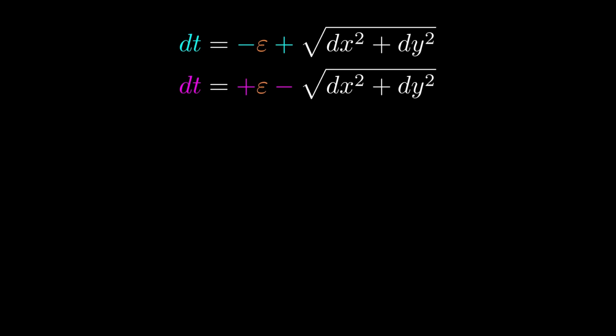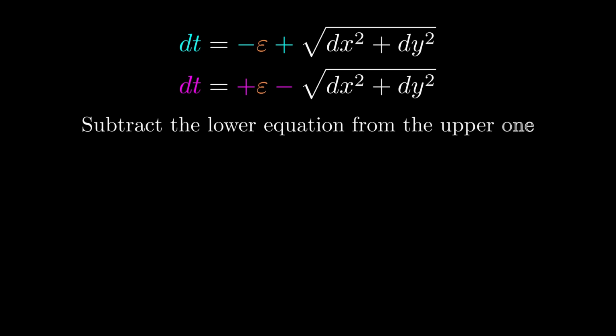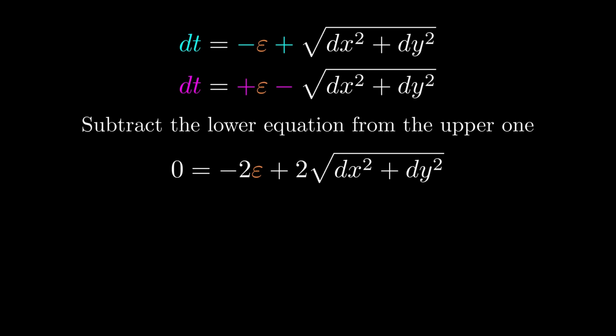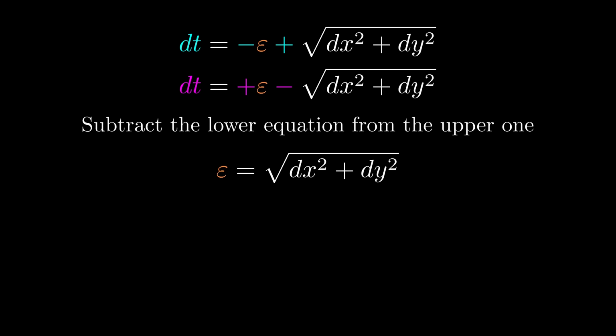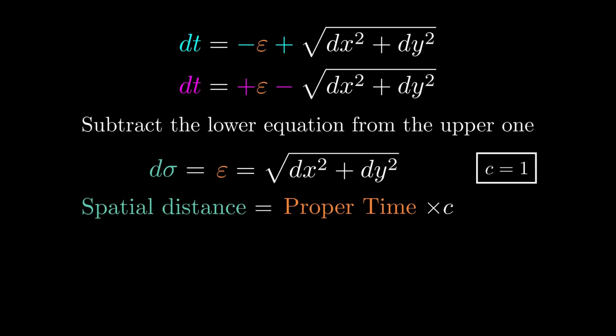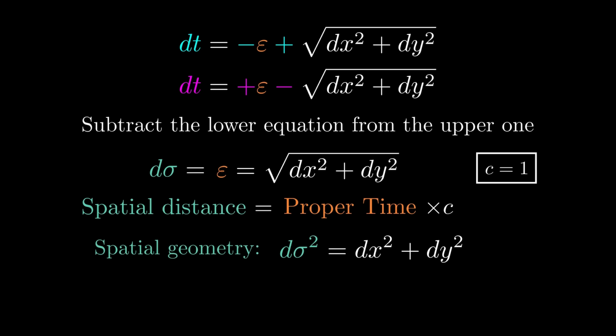Let us first solve in terms of the displacement epsilon. We get the following relation between the epsilon and the spatial displacements. Now remember, epsilon means the proper time of the one-way trip. Therefore, the distance of the one-way trip must be c times epsilon. We will take c to be 1, so epsilon is also equal to the distance. This means that the following combination, square root of dx squared plus dy squared, can be interpreted as the distance element of the spatial geometry, which happens to be exactly the Euclidean distance element. Good.